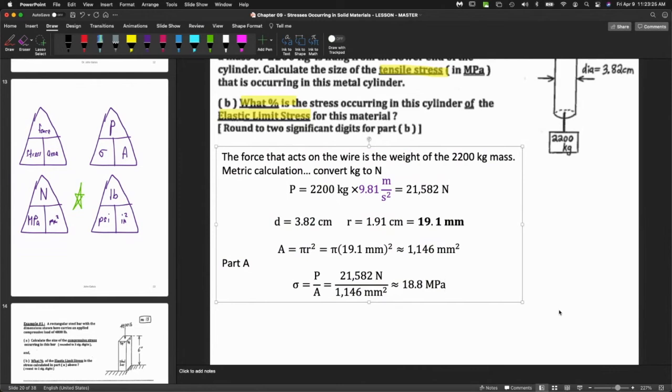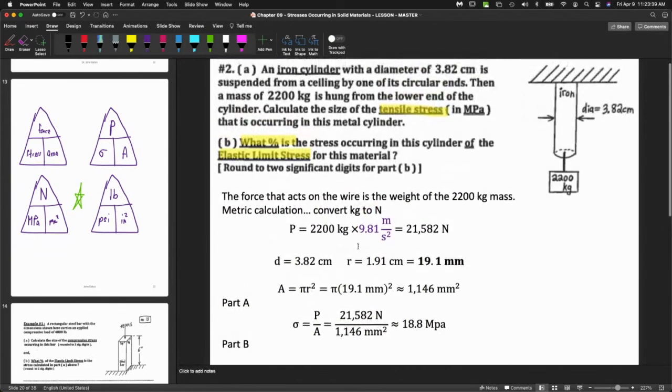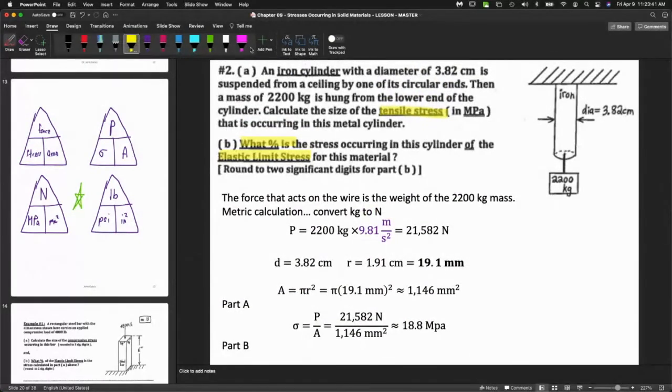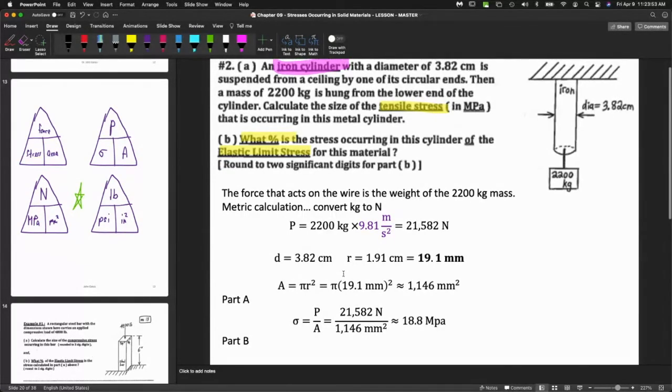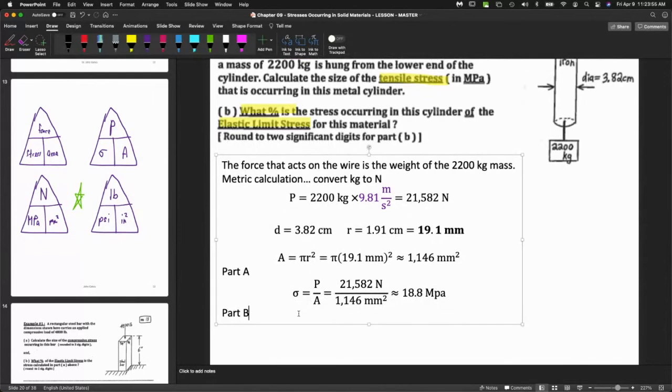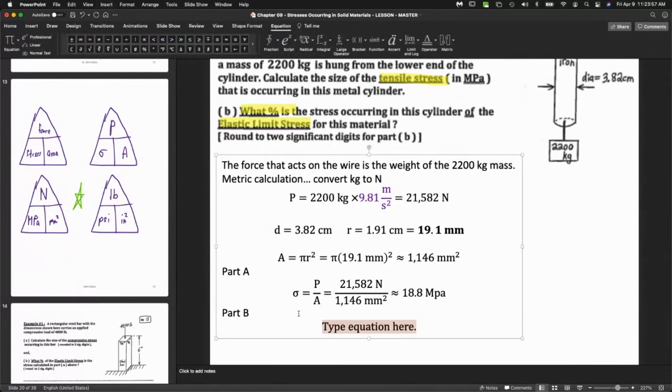So the question here is, what percent of the elastic limit is reached? This is just about calculating a score. So for part B, what material is it? Let's take a look. It's iron. For the sake of me not going back and forth, you remember before the break I was asking you to read the table a bunch of times? Well, I'm not reading the table right now. We have the elastic limit of iron.